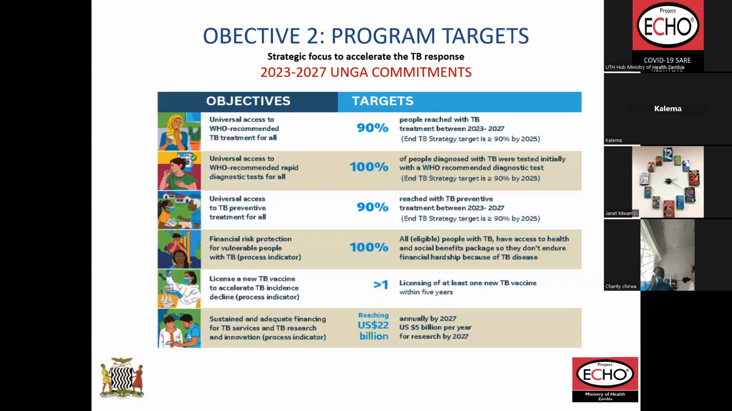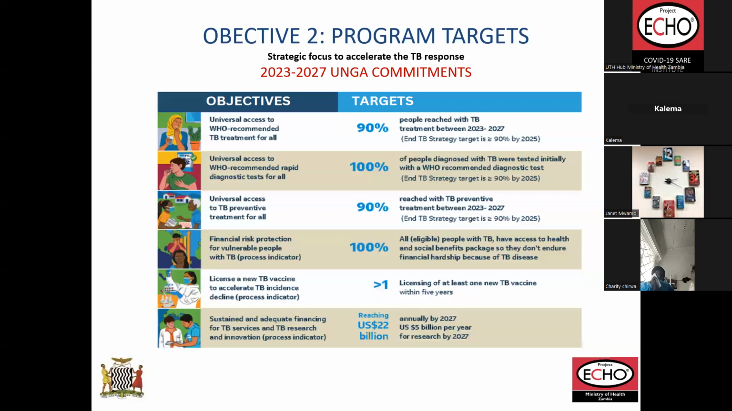And one of the objectives that they mentioned was universal access to WHO recommended TB treatment for all, meaning of the people that we suspect to have TB, that burden, how much of them should be identified and linked into care. They committed to say about 90% of the people living with TB should be identified and linked into care. And this speaks to the treatment coverage that we are talking about.